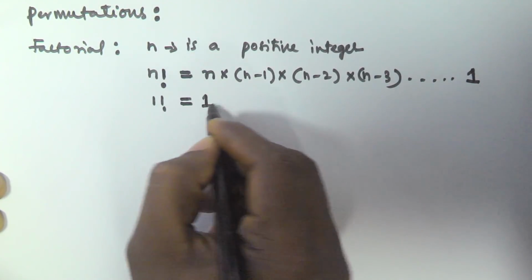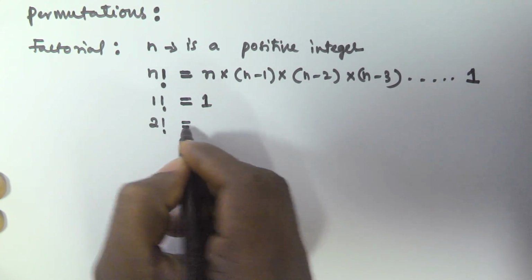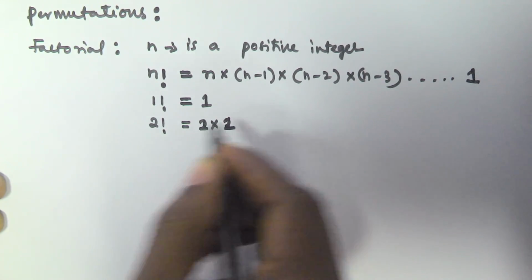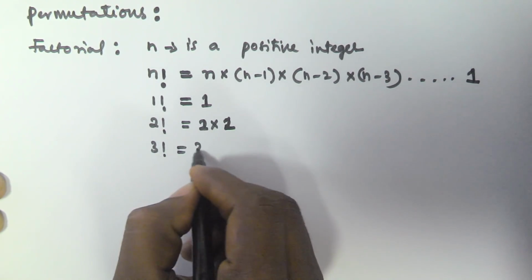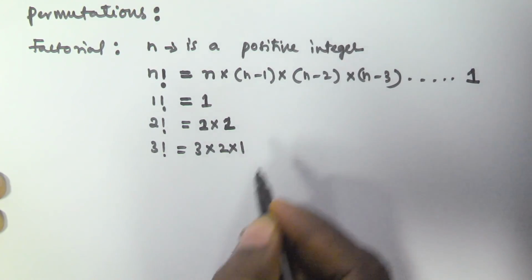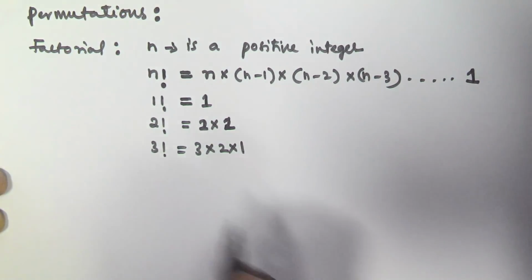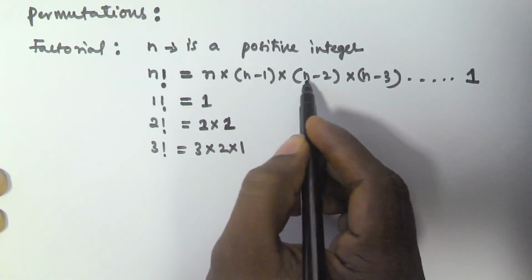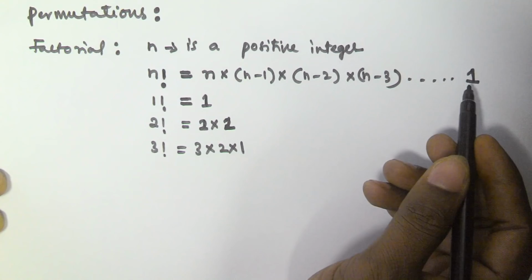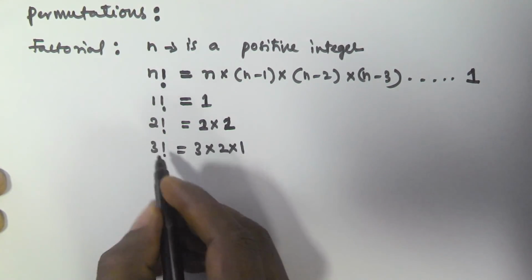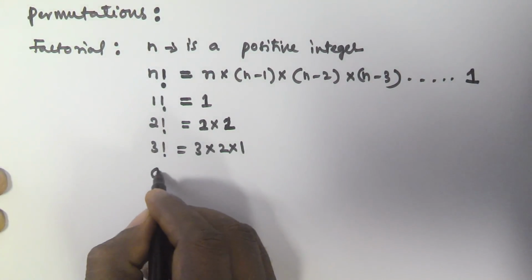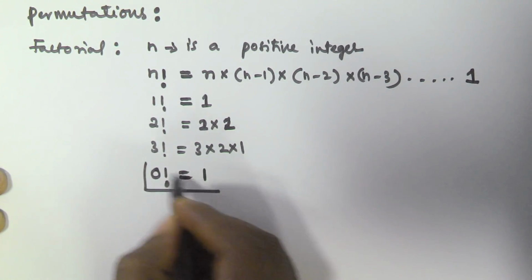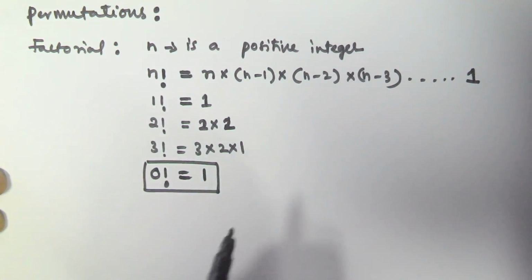For example, 1 factorial is obviously 1. Then 2 factorial is 2 into 2 minus 1, that is 2 into 1. 3 factorial is equal to 3 into 2 into 1. In general, n factorial is equal to n into n minus 1 into n minus 2 into n minus 3 until 1. And mathematicians define 0 factorial as equivalent to 1.